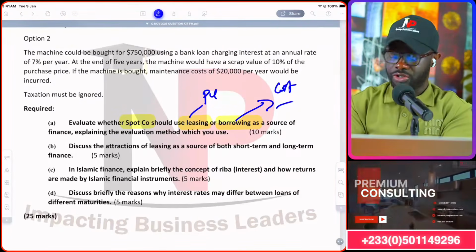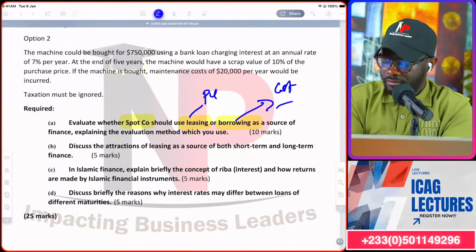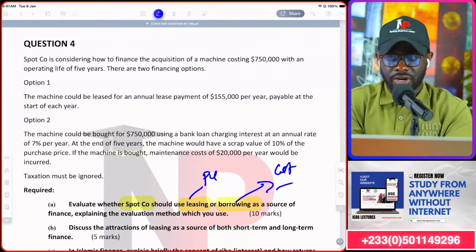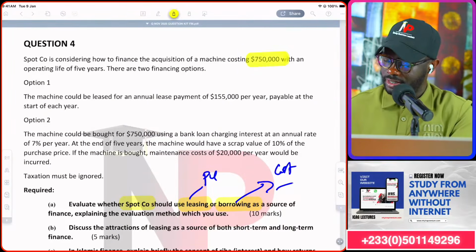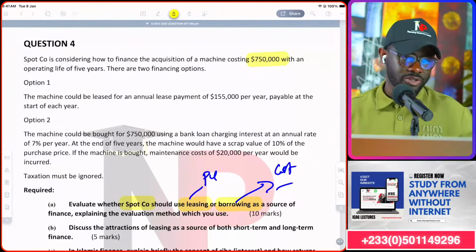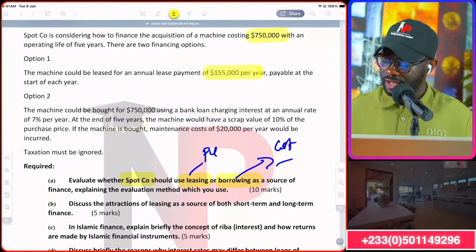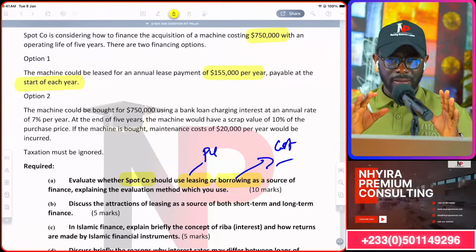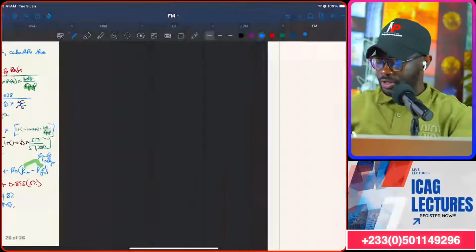Evaluate whether Sportsco should use leasing or borrowing as a source of finance, explaining the evaluation method which you used. So let's go. Sportsco is considering to finance acquisition of a machine costing $750,000 with an operating life of 5 years. There are 2 financing options. Option 1, the machine can be leased at an annual lease of $55,000 per year, payable at the start of each year. Please stay with me carefully here. So that is option 1, the leasing option.